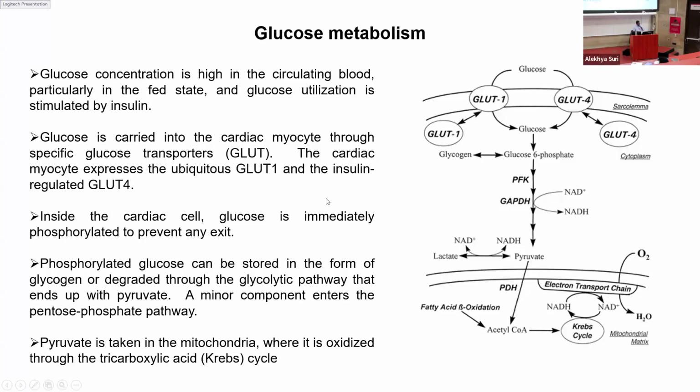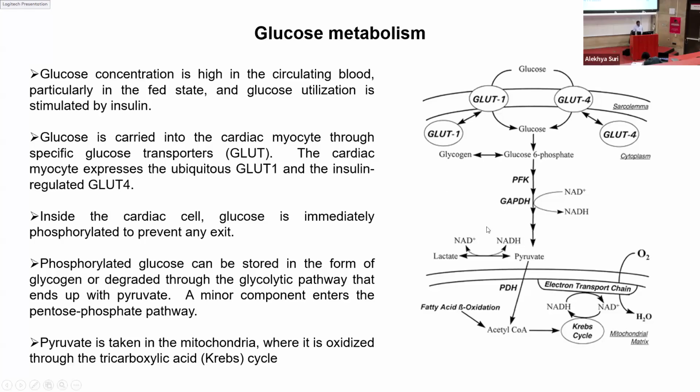So the first one is glucose metabolism. We'll quickly go over how the glucose is metabolized in the cardiac muscle. Like any other cell types, if the glucose concentration is high in the circulating blood, the glucose utilization will be stimulated by insulin, and the glucose will enter into the cell through the glucose transporters. The cardiac muscle expresses GLUT1 and GLUT4. GLUT1 is a ubiquitous form. It is expressed in all cell types. And GLUT4 is called insulin dependent.